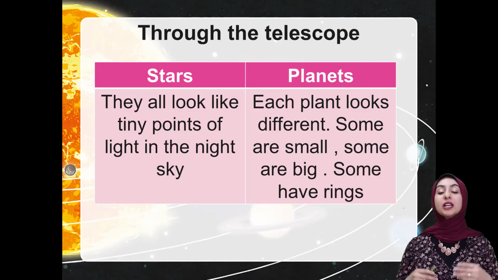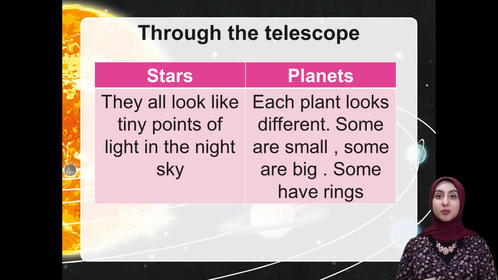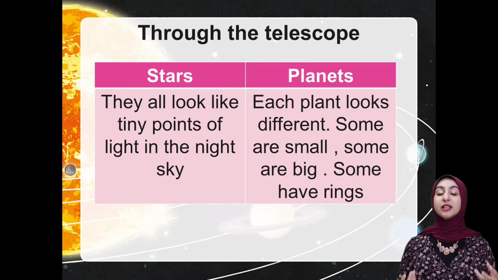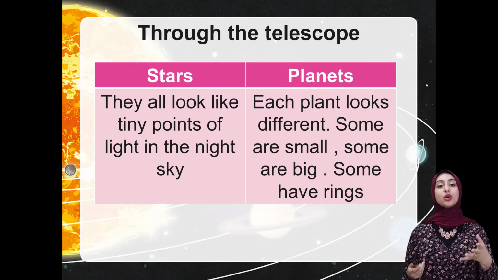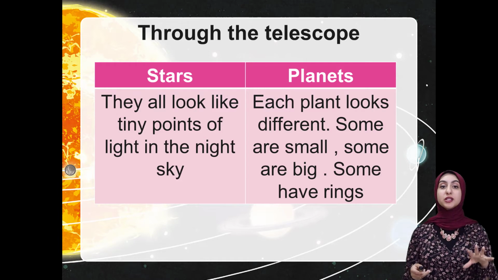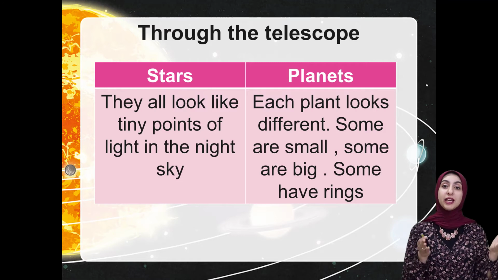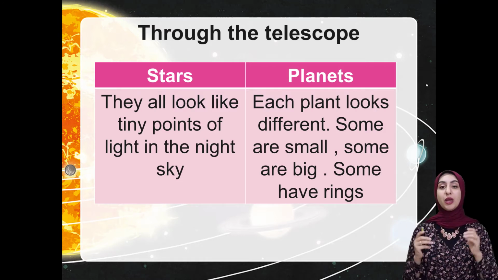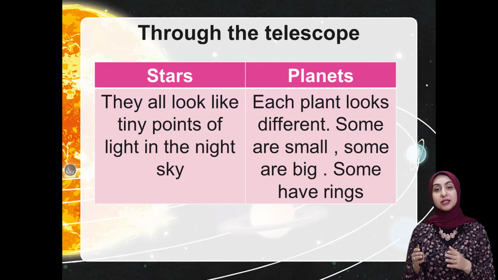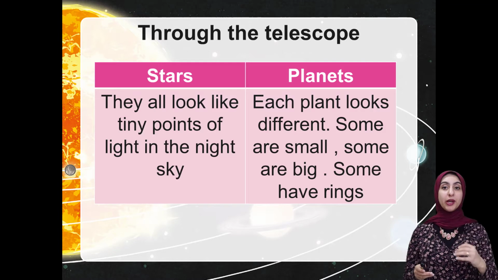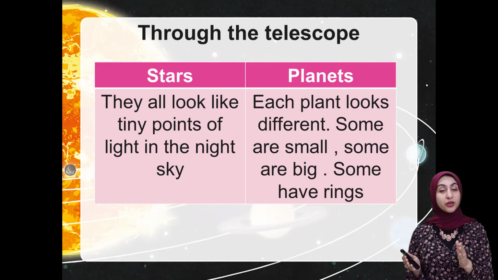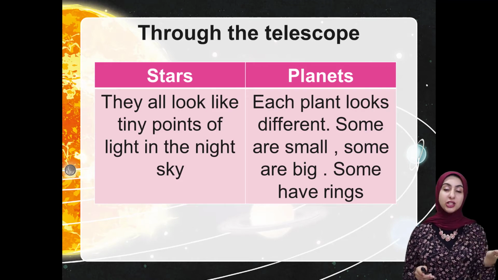Now we know that people have watched everything about space through the telescope, and they said there are some differences between the stars and the planets. They said that the stars all look like tiny points of light in the night sky. This means all the stars look like each other, or all of them are the same. While the planets, each planet looks different. Some are small, some are big, some have rings. So the planets are different from each other, while the stars look like each other.